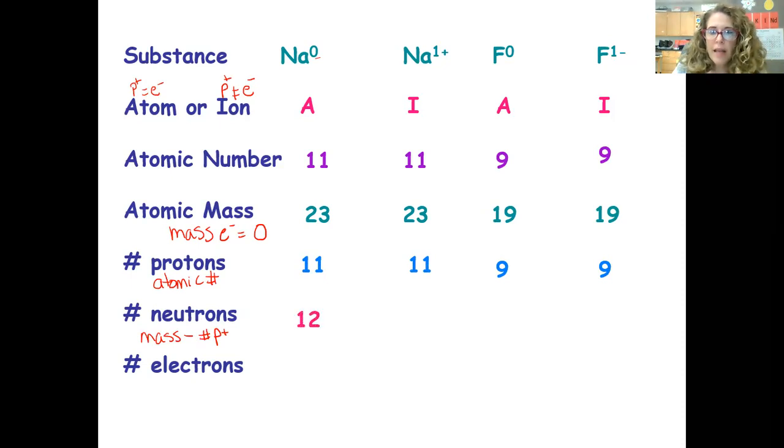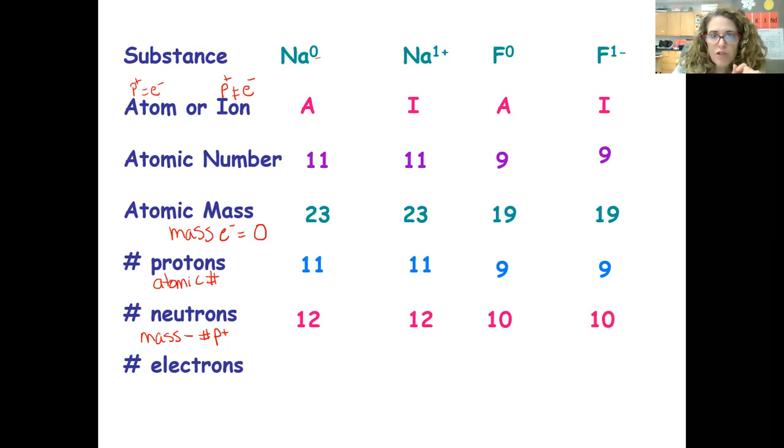So 23 minus 11, 12. Again, the neutrons don't change, right? Neutrons are changed when we're talking about isotopes. But when we're talking about ions, there's no change. So we have a 10, because that's 19 minus 9, still 10.